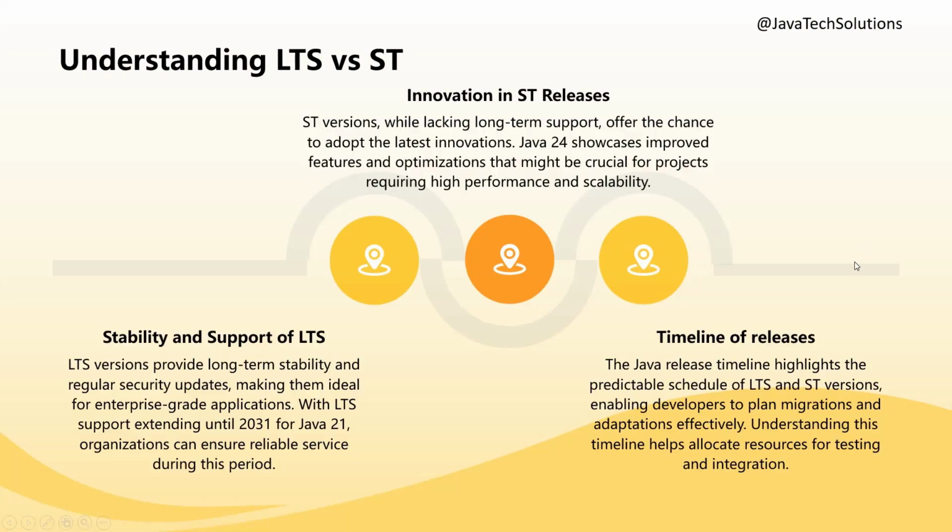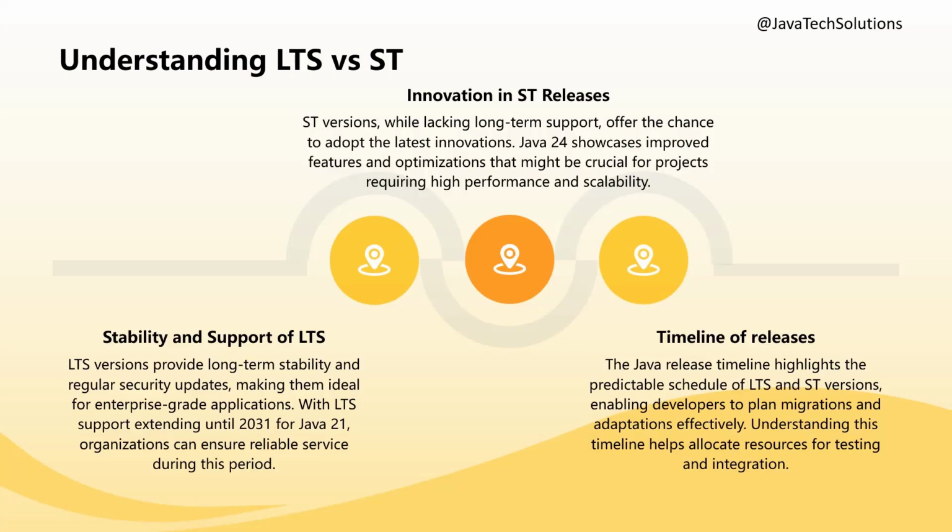Next, we will talk about the release cycles, to understand LTS versus short term releases. Short term releases, as I said, bring new features and the latest innovations. Java 24 showcases improved features and optimizations that might be crucial for projects requiring high performance and scalability. And the LTS version provides long-term stability and regular security updates. So it is supported on a long time basis, and that is LTS.